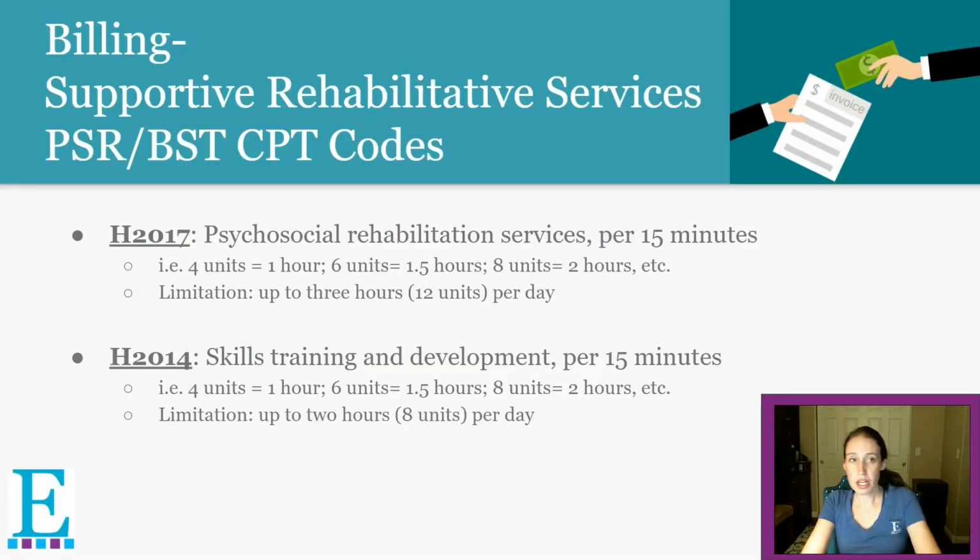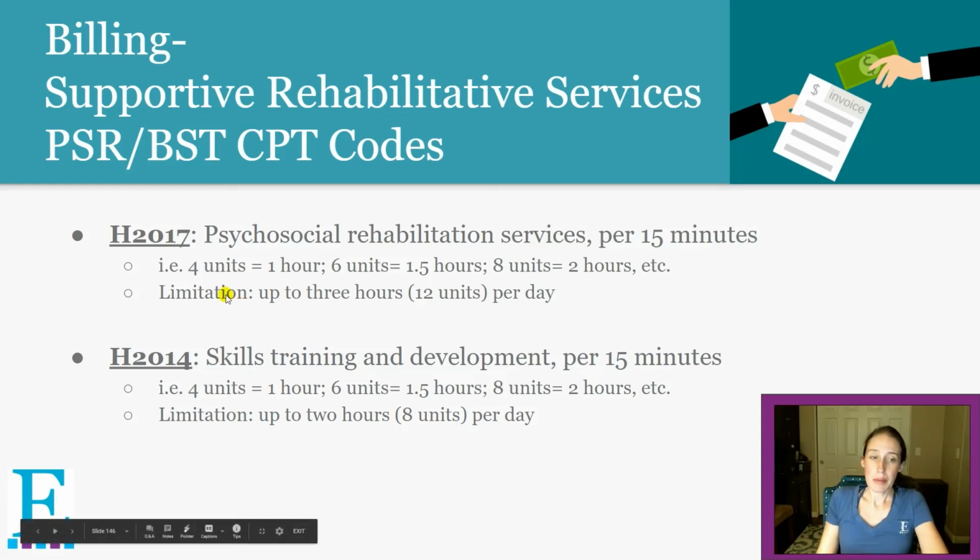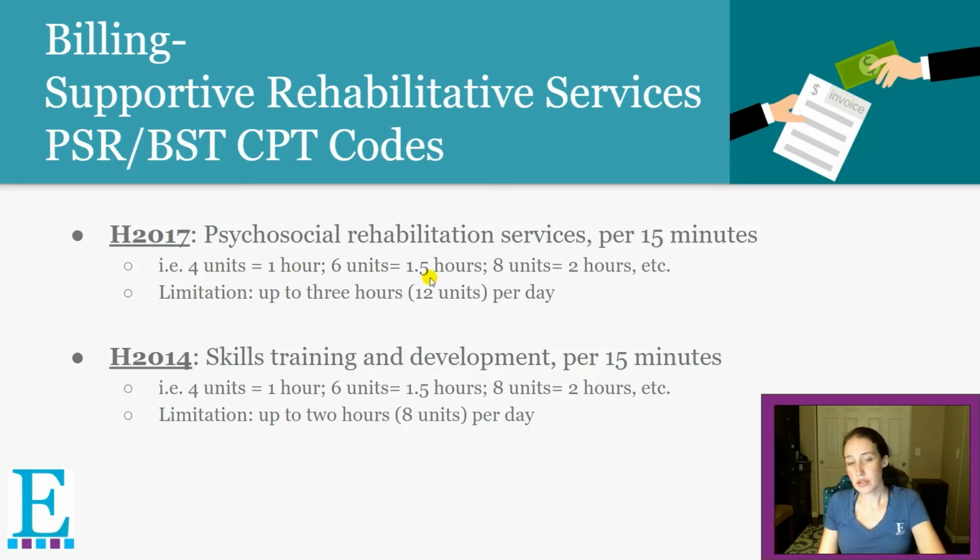CPT codes for PSR and BST are listed here. H2017 is for PSR and H2014 is for basic skills training. The hours of this are billed in 15-minute intervals as well. So 4 units is 1 hour, 6 units is 1.5 hours, and there are limitations based on the CASI or LOCUS or EXI score of how much they can receive per day, but the maximum limitations are written here, and you will reference those, of course, when you're writing your PAR.